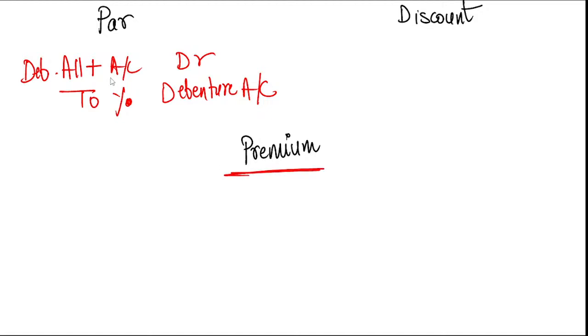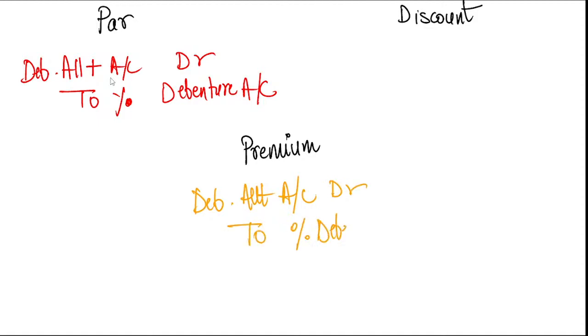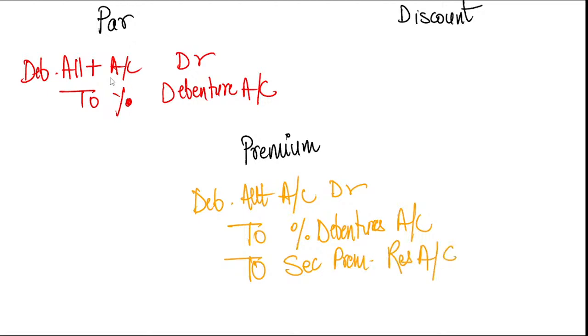In case of premium, securities premium reserve is a reserve. It is a kind of liability. So first you will pass the normal entry: debenture allotment account debit, 2% debentures account. And as I told you, SPR is a liability, so you will credit securities premium reserve account. So this is the entry in case of premium: debenture allotment account debit, 2% debentures to securities premium reserve.